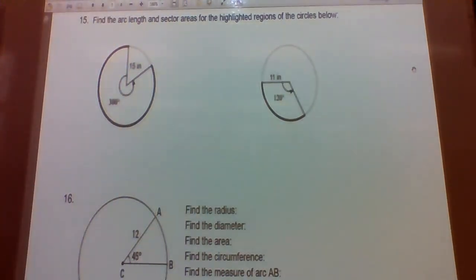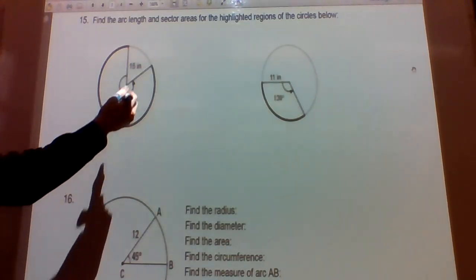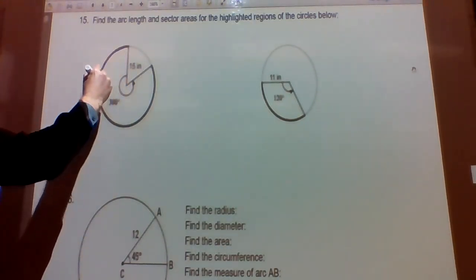Okay, this is part 2 for the circles unit review. This is the back side of the review sheet. For number 15, we're asked to find the arc length and sector areas for the highlighted regions of the circle below. So we are looking here at this highlighted arc.